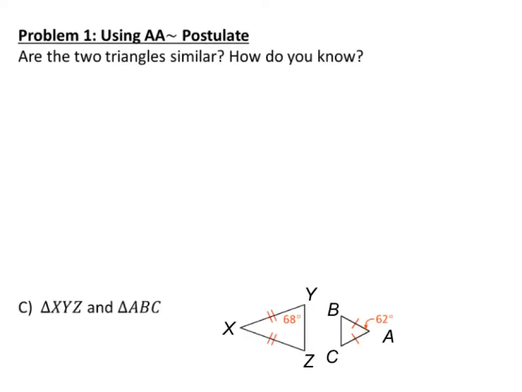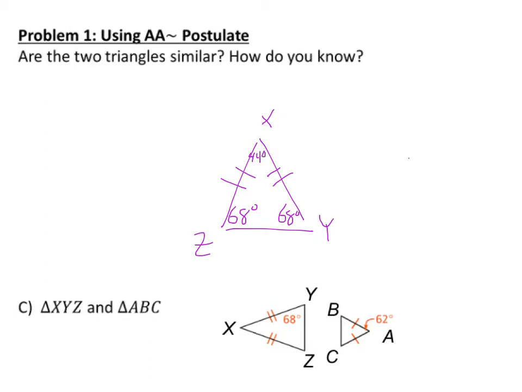For this one, we've got two isosceles triangles, so I'm going to redraw them so that they're right side up, how we're used to seeing them. So here's X, Y, Z with our 68-degree angle here. Since it's isosceles, both of our base angles have to be the same, so this one has to be 68 degrees also. If we add 68 plus 68 and subtract that from 180, we get 44 degrees. So this angle appears to be 44 degrees.